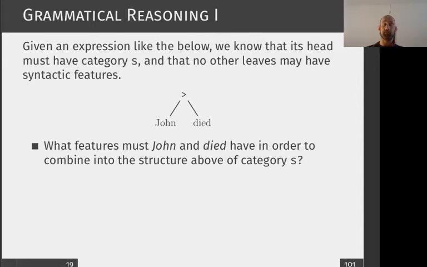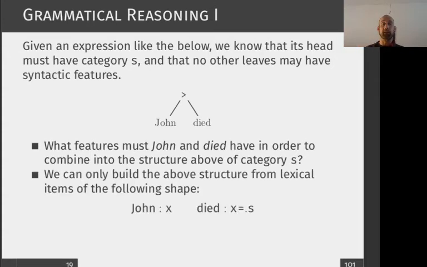So in order for us to analyze John died as a complete sentence, that thing there has to have just one feature in it, namely S, on died, and John has no features. Okay? So, what features do John and died have to have in order to combine into the structure above so that died has just the feature S?